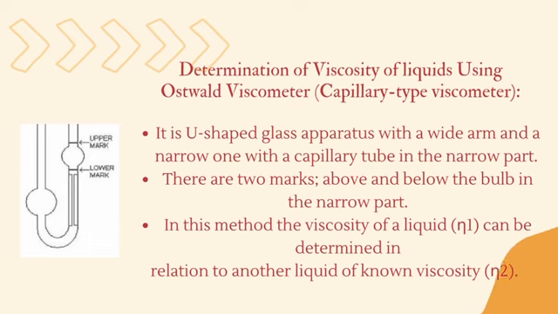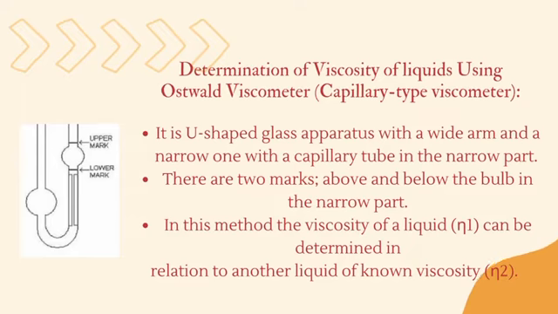Determination of viscosity of a liquid using the Ostwald viscometer. It's a U-shaped glass apparatus with a wide arm and a narrow one, with a capillary tube in the narrow part. There are two marks above and below the bulb in the narrow part.